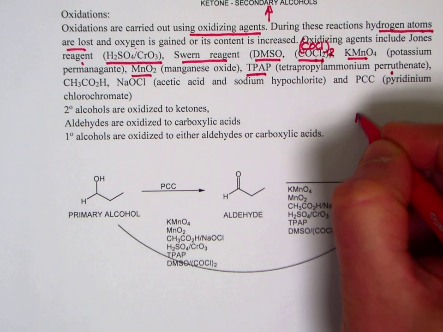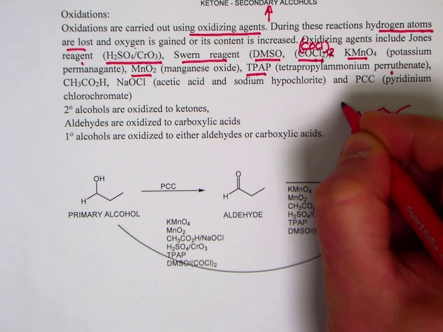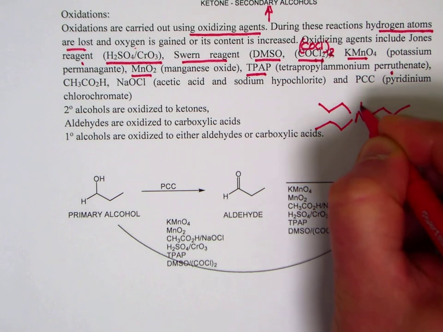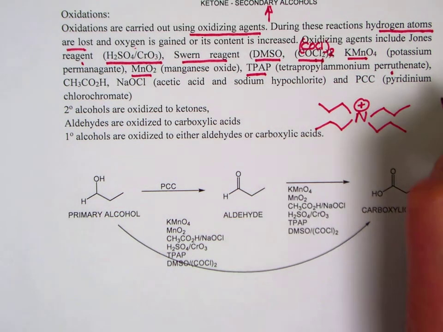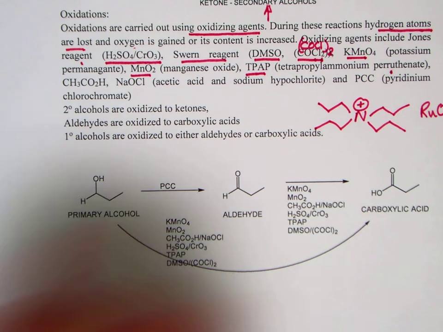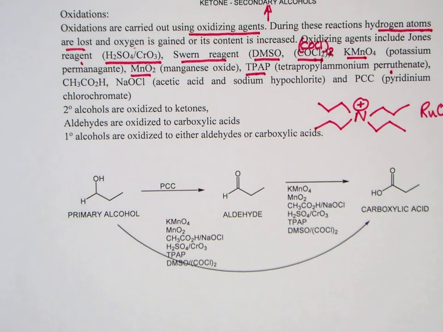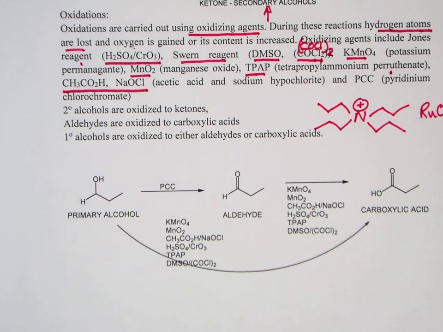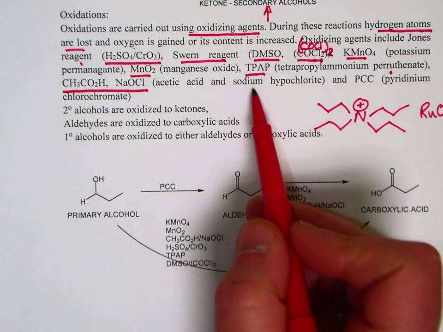We've got a nitrogen center with 4 propyl groups on, giving us the ammonium ion, and peruthenate is RuO4-. So that is a reagent. We can also use acetic acid and sodium hypochlorite, which is what we're going to use in our experiment in the lab. The sodium hypochlorite is bleach.